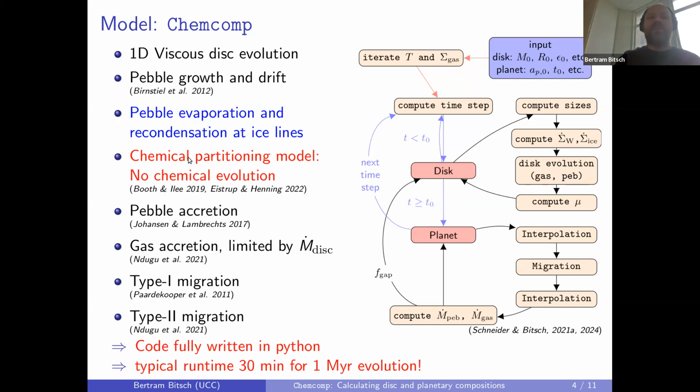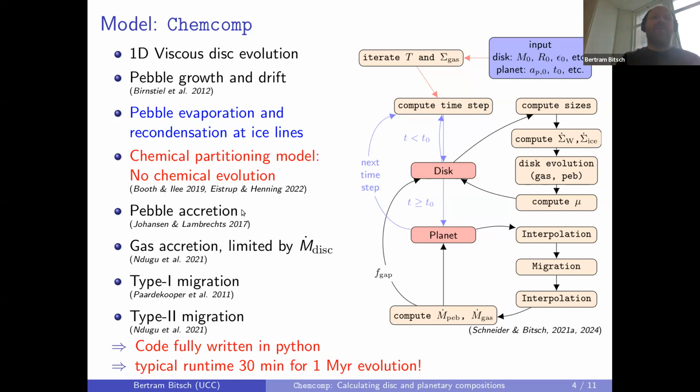We have a very simplistic chemical partitioning model. We take the initial composition that we assume regarding the different atoms like carbon and oxygen, and then we partition this into our molecules, like how much water do we have, how much CO, CO2, and so on. This is something you can change very simply in the input file of the code. We have no chemical reactions within the code.